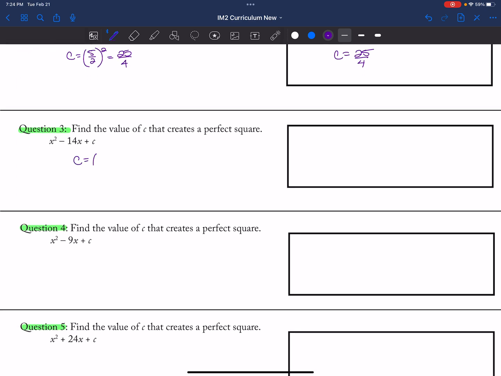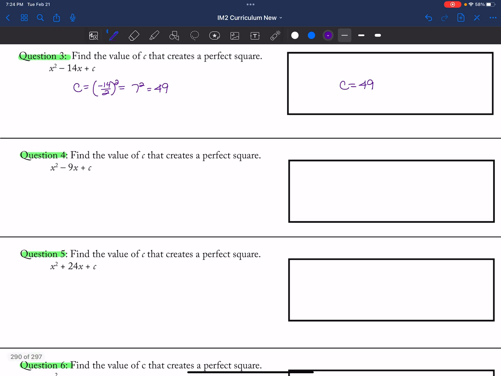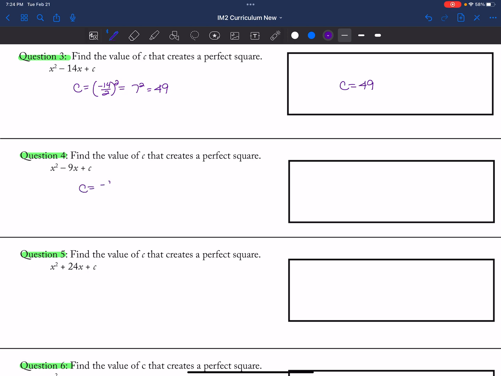Again, c is equal to negative 14 over 2 and then squared. So this is 7 squared, which is 49. So c is equal to 49. Here again, c is equal to negative 9 over 2, the quantity squared. I cannot reduce, so I distribute the square to both the top and the bottom, and I get 81 over 4.